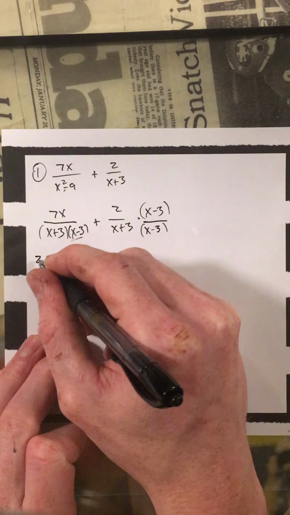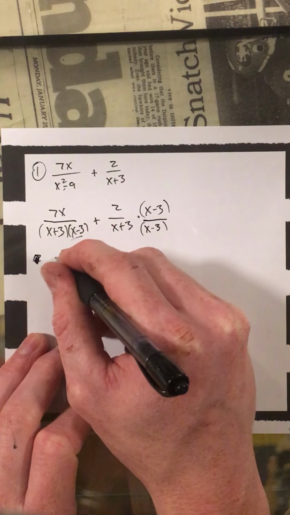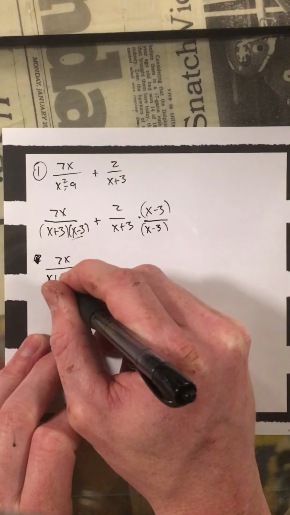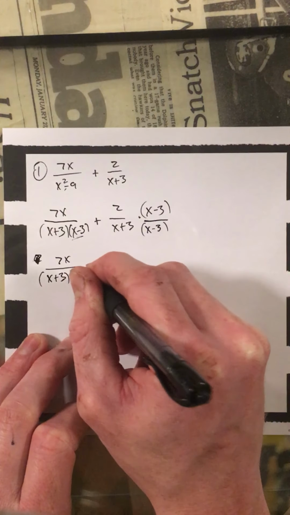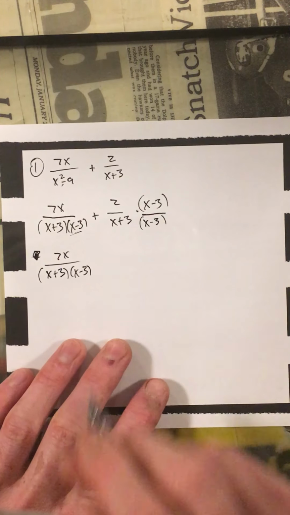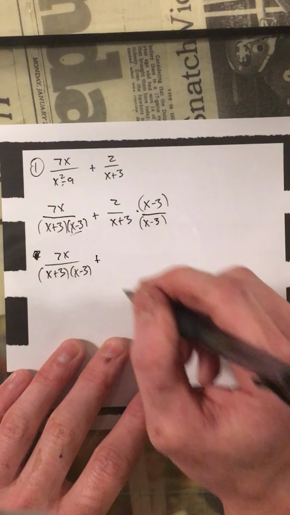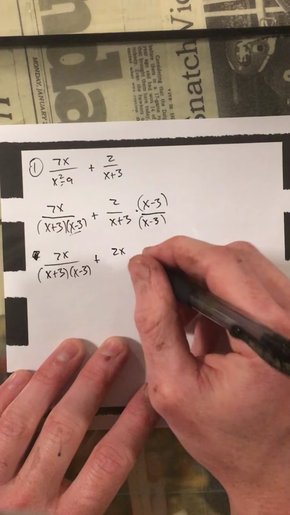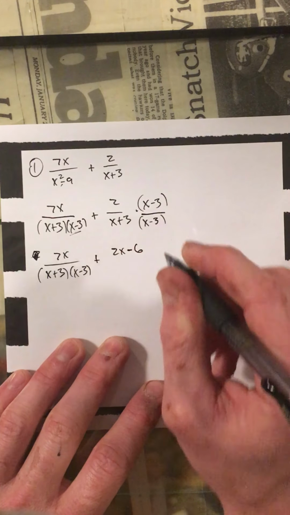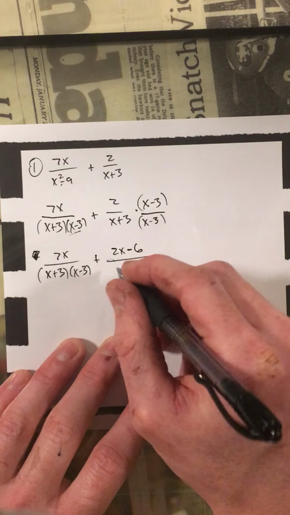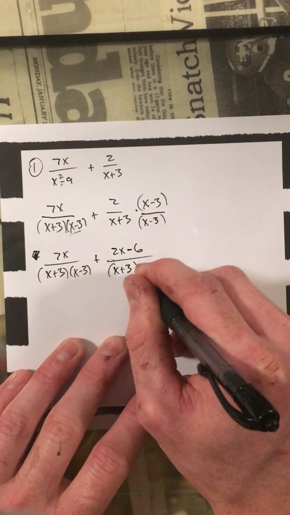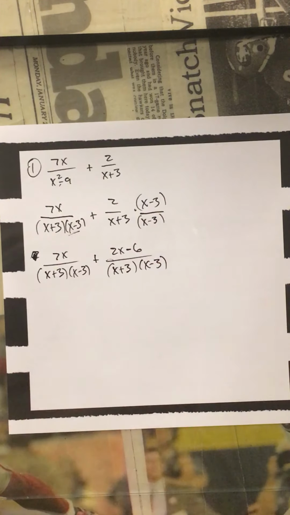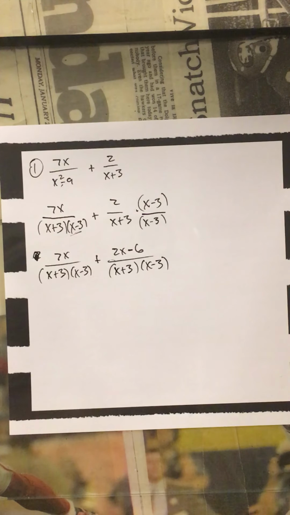Okay, so I'm going to distribute those through. So I'll have 7x over x plus 3, x minus 3, we're good there. And then over here, I've got a plus sign. 2 times x gives me 2x. 2 times negative 3 gives me negative 6, right? And all of that's going to be over x plus 3 times x minus 3. Look at that, common denominators. We're all set. The hard stuff is done. Now I just got to bring it home.